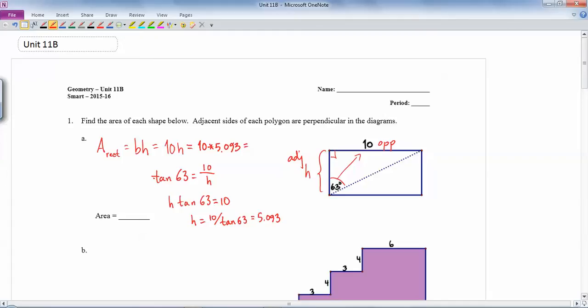Oh, sorry, not 953. So this is a 53 up here, 0.953. So then we end up with 10 times that, so we just move the decimal one place, so it's 50.953 right there. So 50.953.